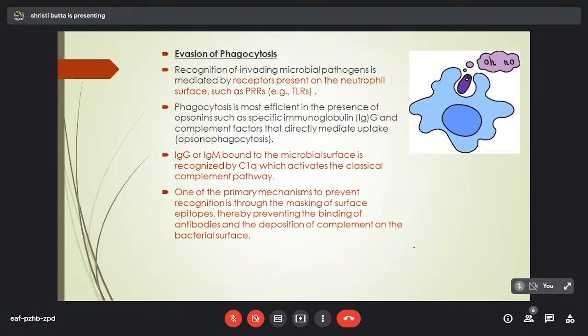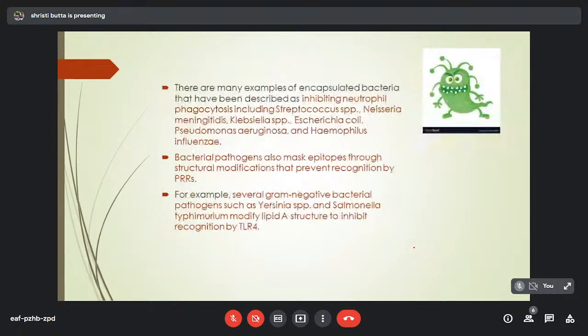Now IgG or IgM bound to the microbial surface is recognized by C1q. C1q further on activates the classical complement pathway. One of the most important things, or the primary mechanisms to prevent recognition, is through the masking of these surface epitopes, thereby preventing the binding of the antibodies and deposition of the complement on the bacterial surface. So masking of these epitopes results in prevention of activation of the complement cascade.